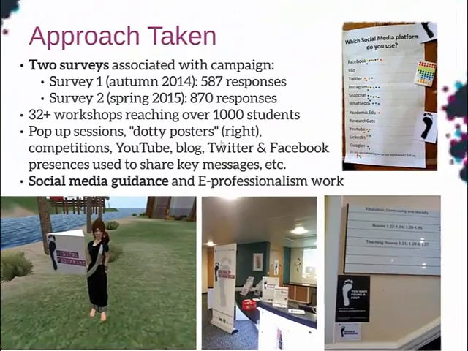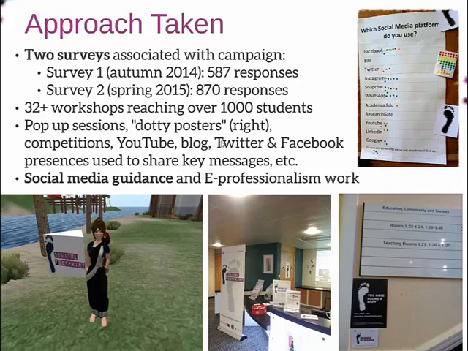So the approach we took and the kind of components that made up this campaign were two surveys. The first one ran in autumn 2014. This was sent to over a third of the student population at the University of Edinburgh, and we had a good response rate to that. This asked questions about the kind of tools students were using, how they were using them, behaviours good and bad, and what they were encountering in these spaces. In spring 2015, we asked some follow-up questions and also used data to benchmark against the original survey so that we could get an idea if anything had changed through our activities.